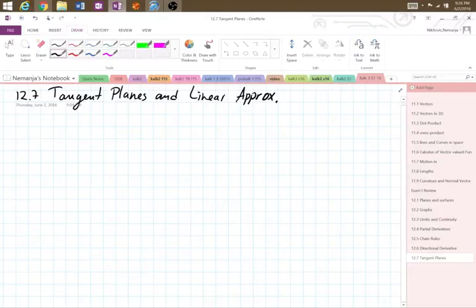Section 12.7, tangent planes and linear approximations with differentials, may I add. It's quite a long title, so I just cut it off. We talked about the planes earlier. We know what the equation for the plane is.